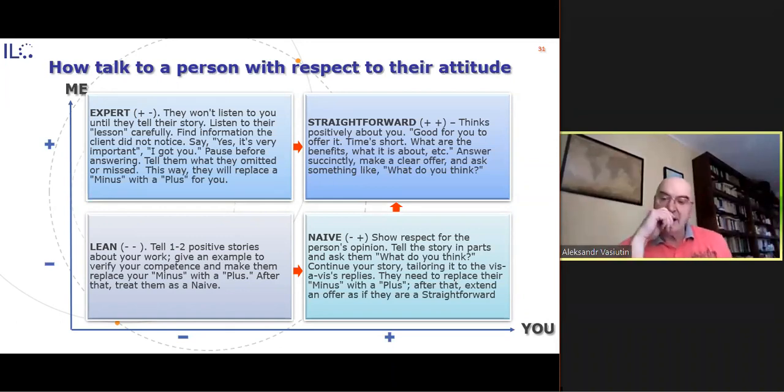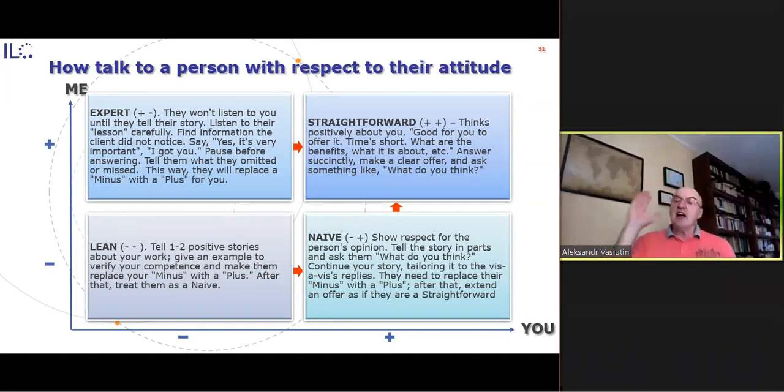Trustful. He doesn't believe us a bit. No, he believes us, but he doesn't believe himself. Therefore, we must show respect to them, make a presentation in parts, asking in between, what do you think? How do you find it? We ask for his appreciation, for his point of view many times. And therefore, when he gives a plus to himself, after that, we move from here to there.